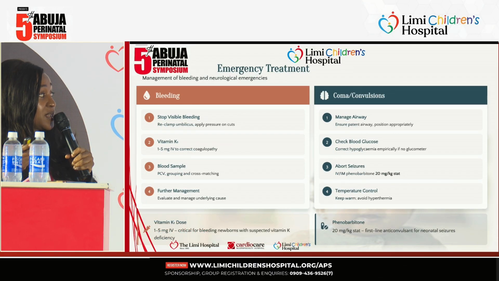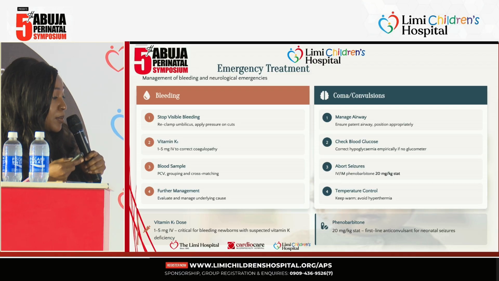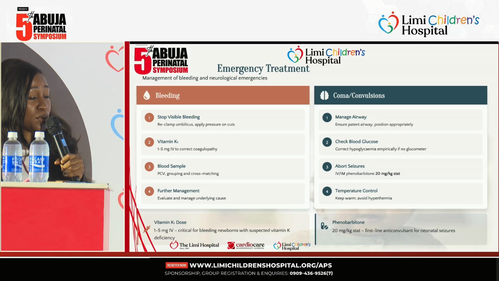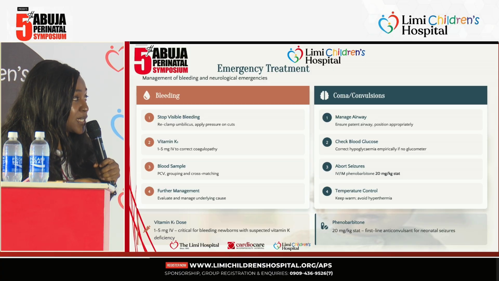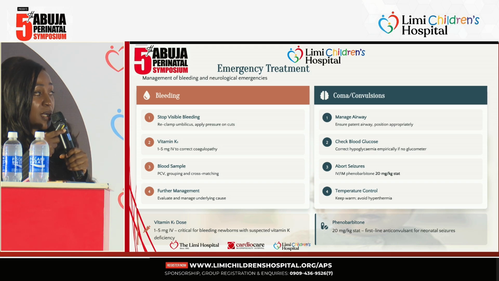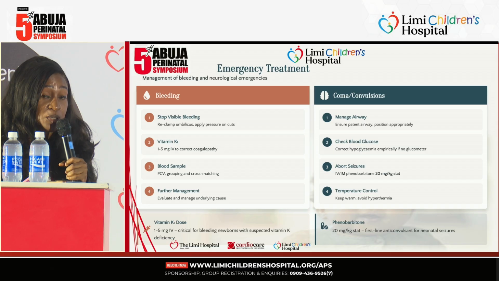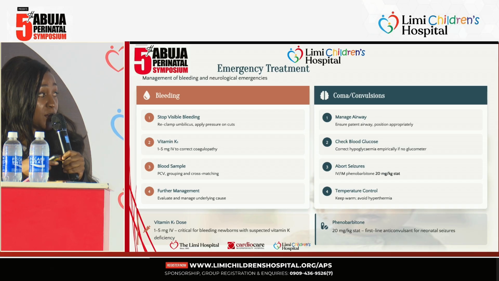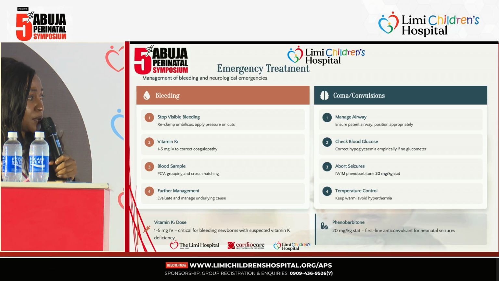Then if the bleeding is from a suspected vitamin K deficiency, you will give vitamin K1. Then if the anemia is so severe, you can also transfuse. Then in a comatose baby, after the ABC of resuscitation, check the blood glucose, abort seizure with phenobarbital. You could give 10 to 20 milligrams per kg as the loading dose, and then monitor the babies.